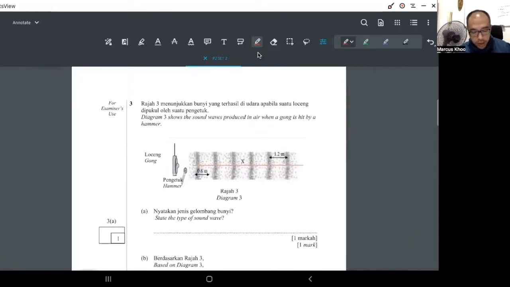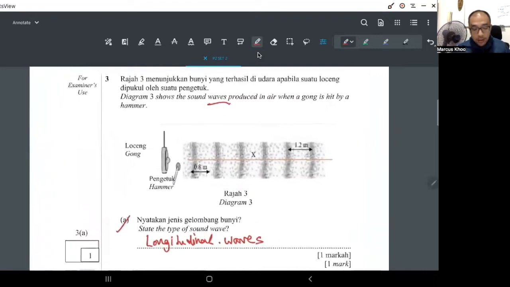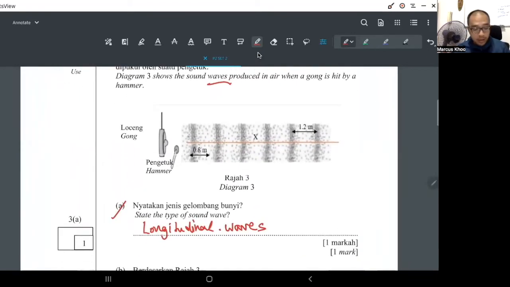All right, question number 3. Diagram 3 shows the sound waves produced in the air when a gong is hit by a hammer. So we're talking about sound waves, so the type of sound wave will definitely be longitudinal. Remember that sound waves are the only example of longitudinal waves. The other waves, which are transverse waves, are light waves and water waves, the ones that go up and down. All those are transverse waves. Sound wave is a type of longitudinal wave.